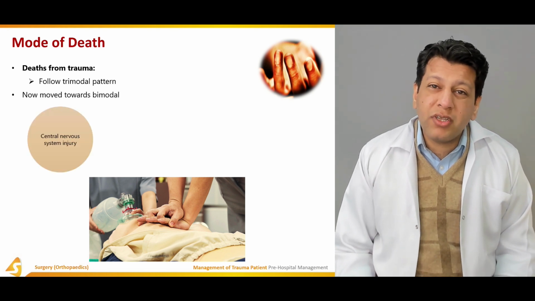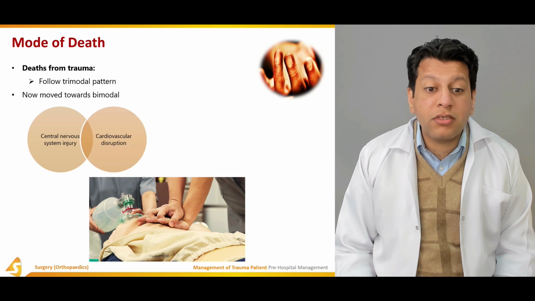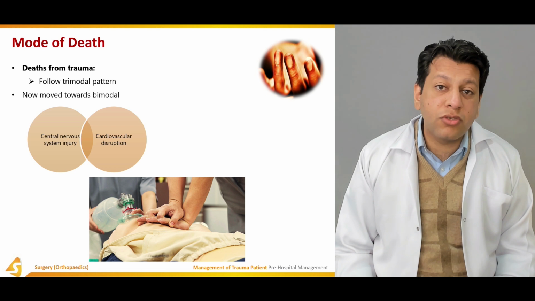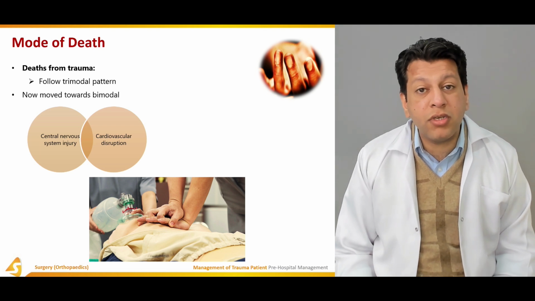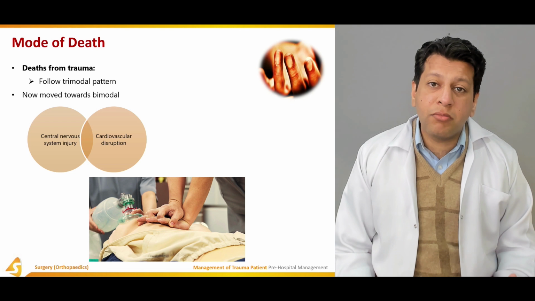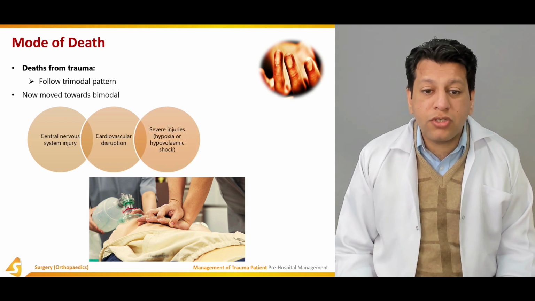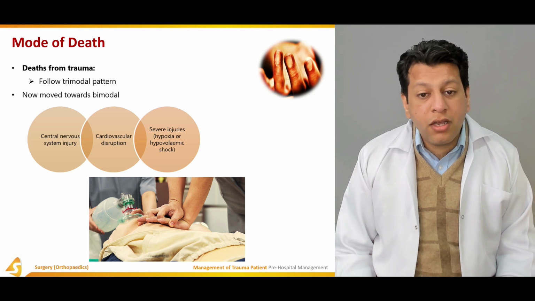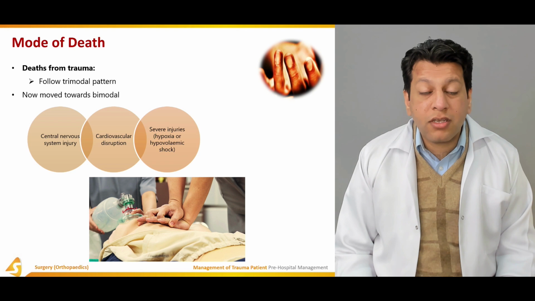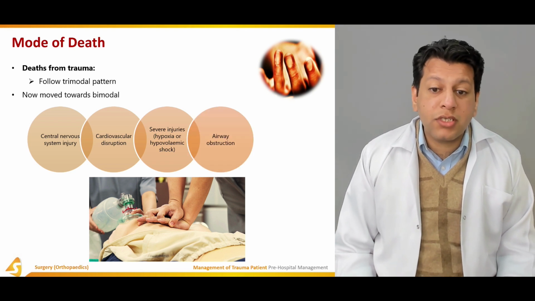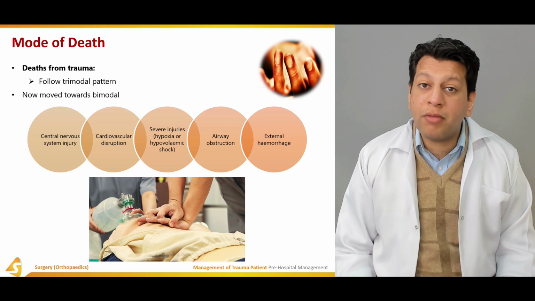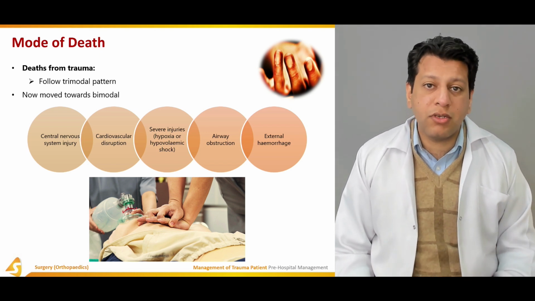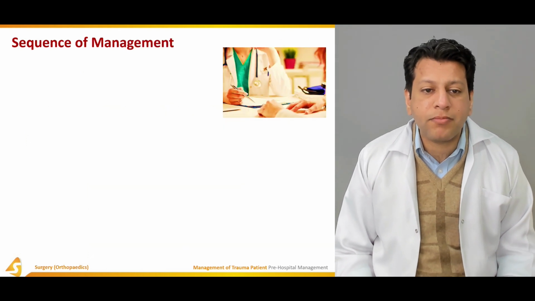So what types of injuries can occur? These include central nervous system injuries and cardiovascular injuries. Central nervous system injuries include base of skull fractures. Cardiovascular injuries could be cardiac tamponade, among other injuries as well. There could be severe hypoxic injuries due to airway obstruction, or hypovolemic shock due to excess bleeding. There could be airway obstruction, as I just told you, or massive external hemorrhage. Maybe a femoral artery or another major artery has been avulsed, leading to massive bleeding.